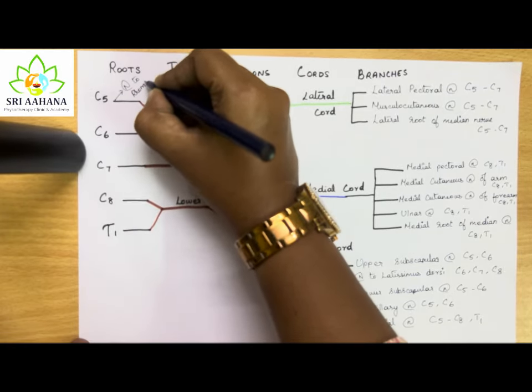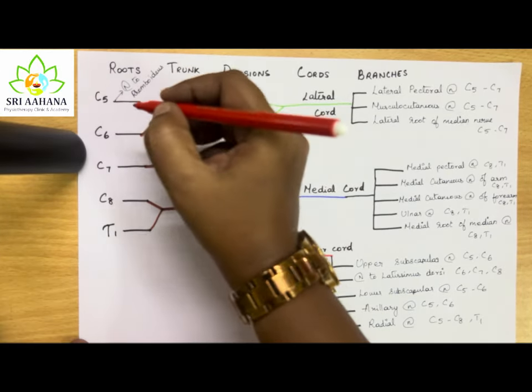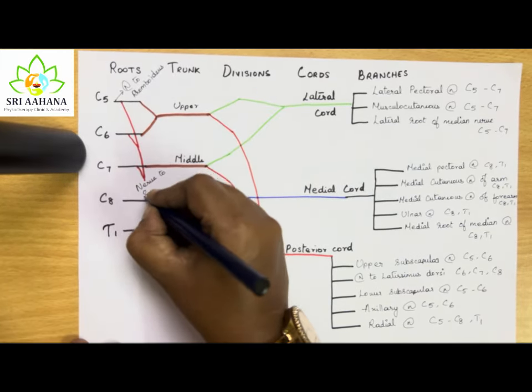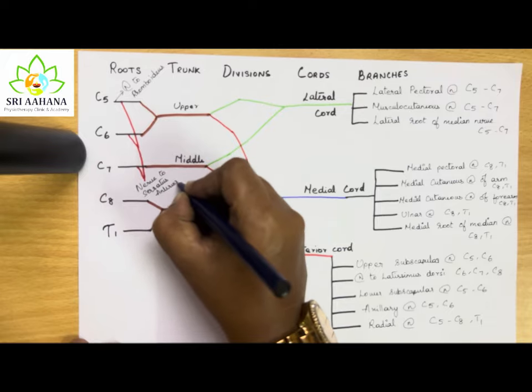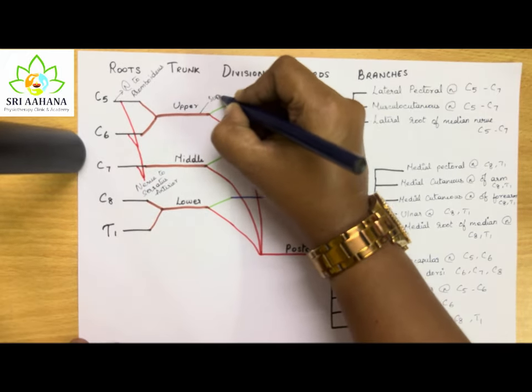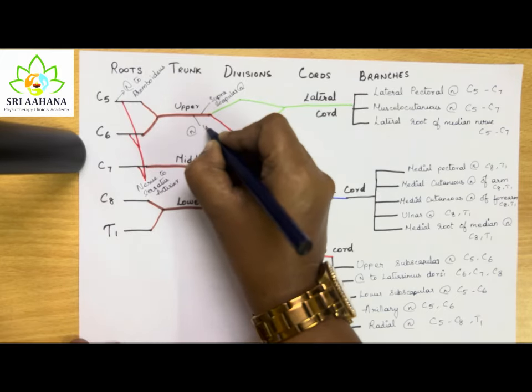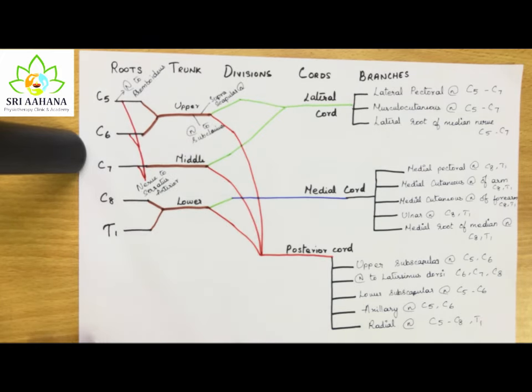We also have a nerve arising only from the C5, which is nerve to rhomboideus. Then we have C5, C6 and C7 contributing to the formation of nerve to serratus anterior. Again C5 and C6, they contribute to the formation of suprascapular nerve and nerve to subclavius.